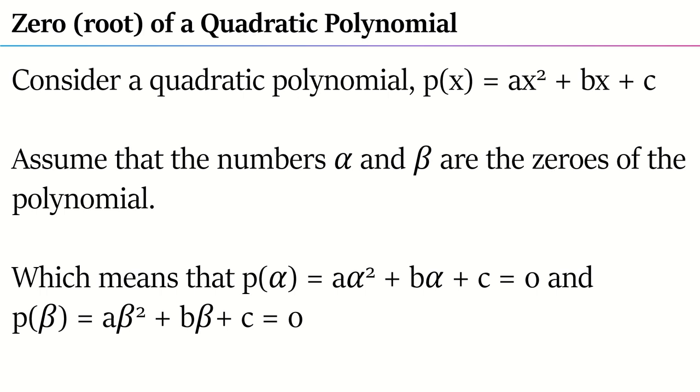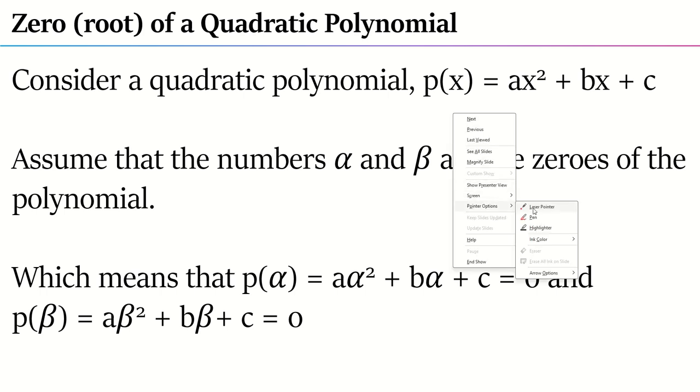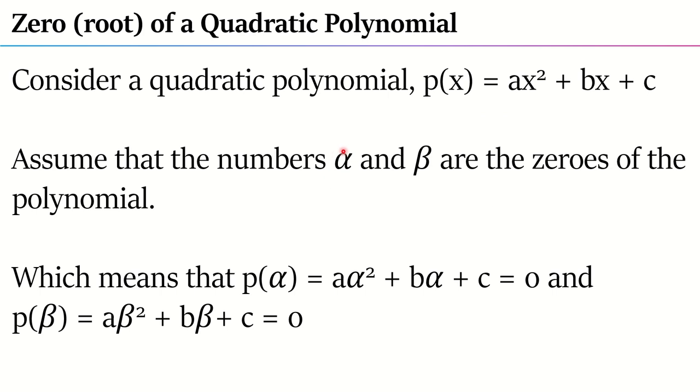So remember that a quadratic equation, that is an equation with degree 2, will have two zeros or a maximum of two zeros. I will not say it will have two, it can have a maximum of two zeros, which means when I substitute this value of alpha in the place of x and try to find out the value of the polynomial, p of alpha will give me 0, and similarly p of beta will give me 0.